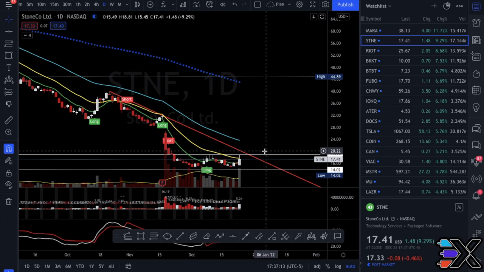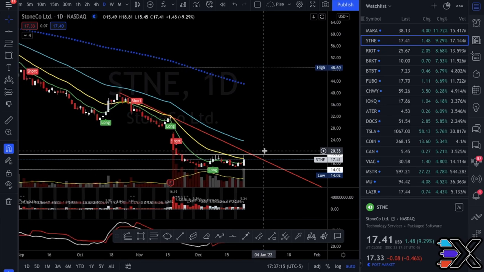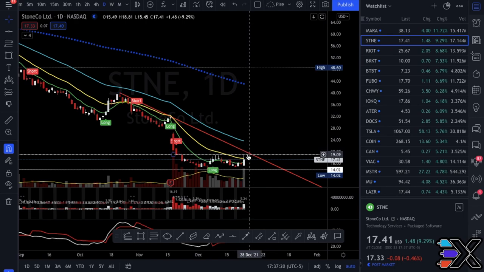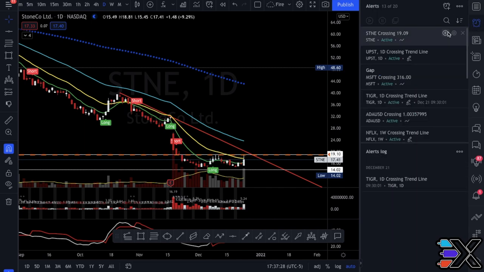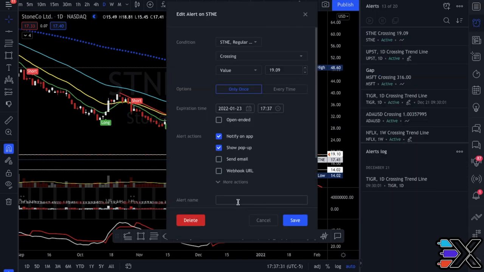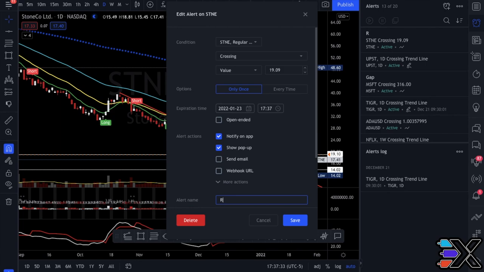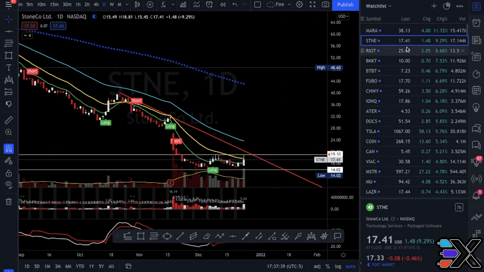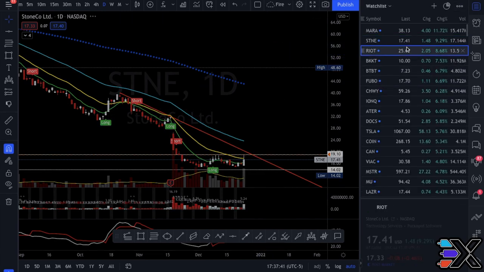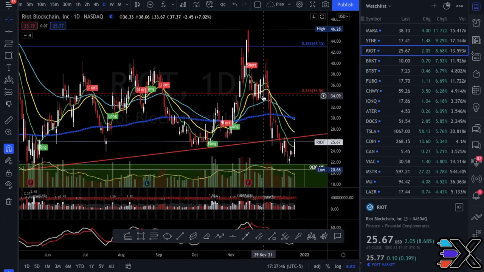So it looks like STNE is kind of putting in a double bottom right here. I wouldn't say it's exactly ready to be set up yet. But we'll go ahead and draw an alert. Just add an alert. You just right click and hit add alert and put your desired level. So here you can put STNE resistance breakout, just like how you see there, and we wait for that to hit.